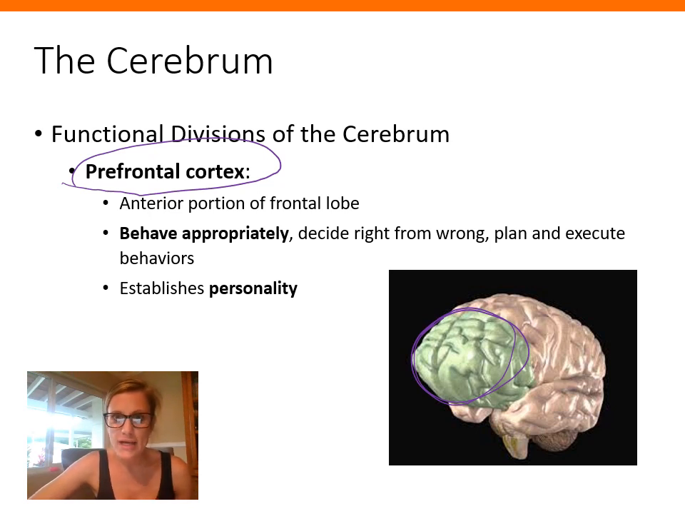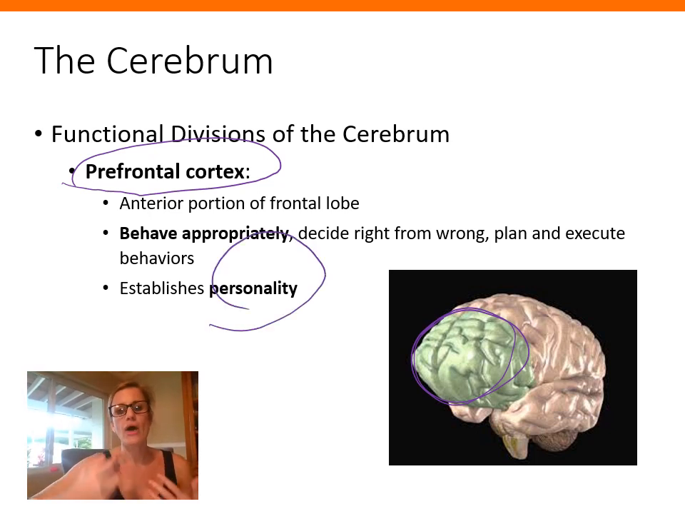The prefrontal cortex allows us to behave in socially appropriate ways, ways that humans would typically behave. It allows us to decide right from wrong, to plan our behaviors, to execute our behaviors, and then it also establishes our personality. Your personality is essentially how you react to the world around you, right? Your general, natural way of interacting with the world.